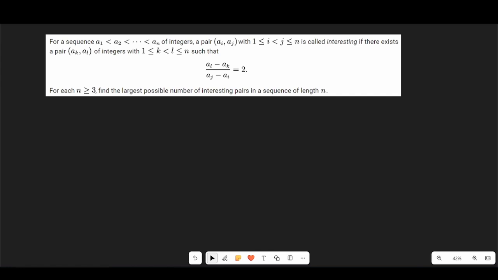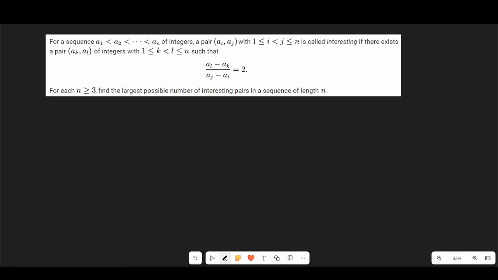The first problem of the second day was from combinatorics. If we are given a sequence of n integers, a1 is less than a2 and so on, less than an, we call a pair of integers ai and aj interesting if there exists another pair of integers k and l such that (al minus ak) over (aj minus ai) equals 2. The question was to find the largest possible number of interesting pairs in every sequence of n numbers.